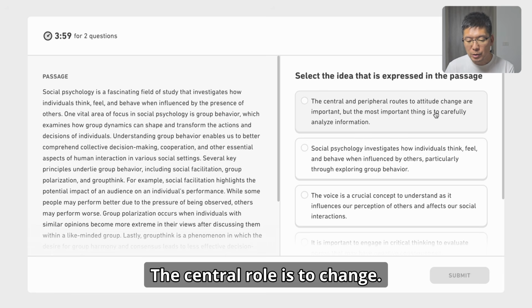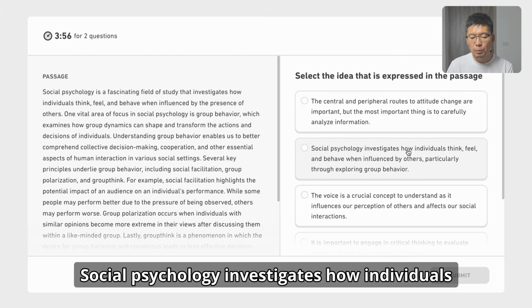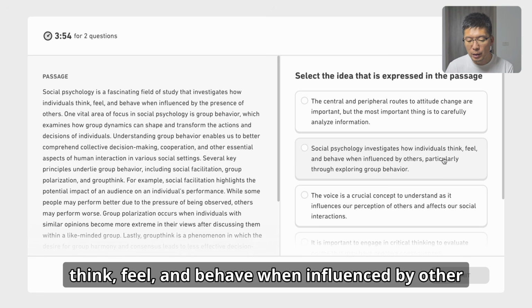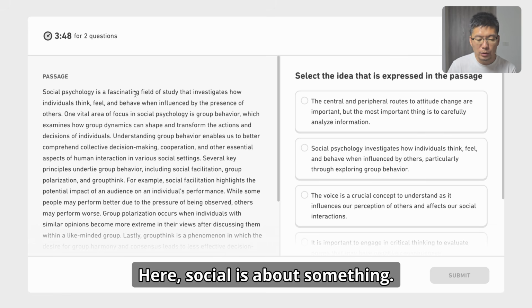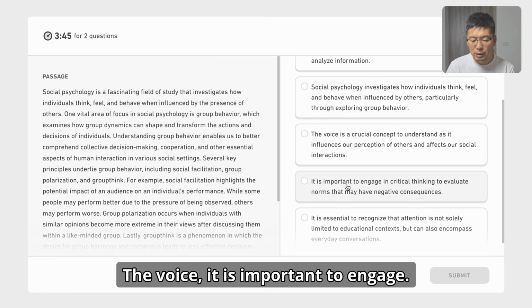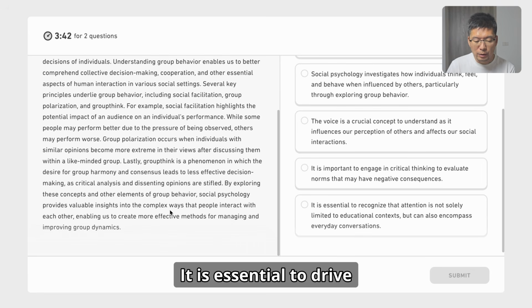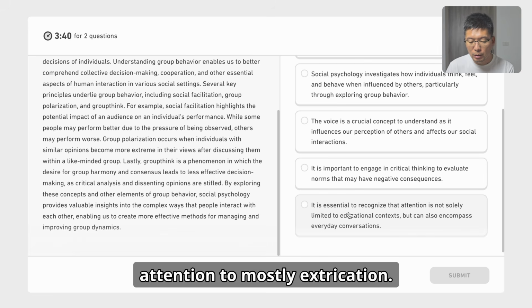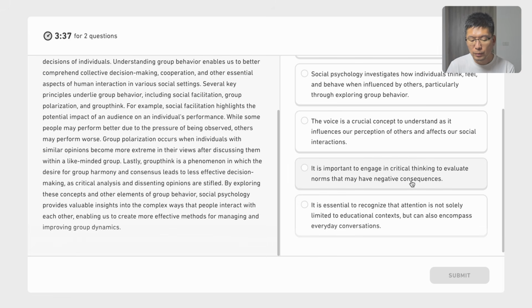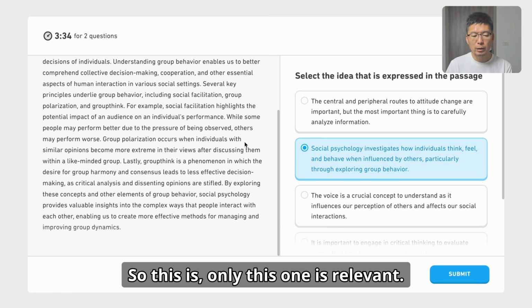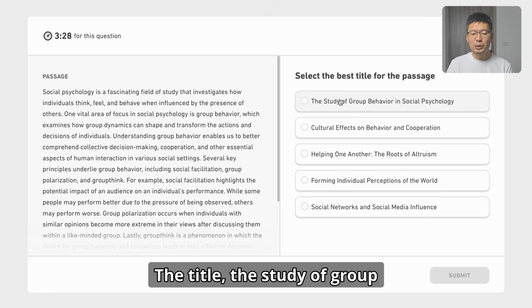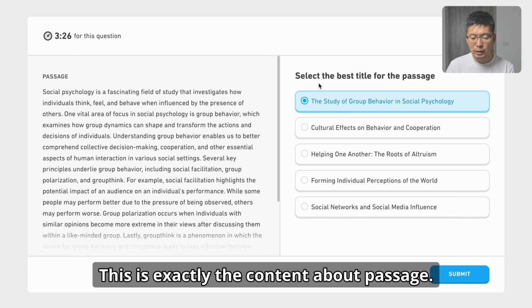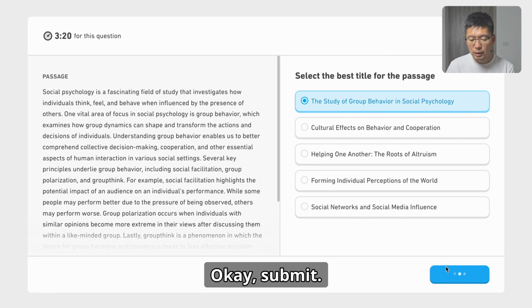The central role is attitude change. Social psychology investigates how individuals think, feel, and behave when influenced by others, particularly through exploring group behavior. Yeah, this is the idea, right? Here, social is about something. It is essential to draw attention, it is not solely educational. So only this one is relevant. The title, the study of group behavior, social psychology. Yeah, this is exactly the content of the passage. Okay, submit.